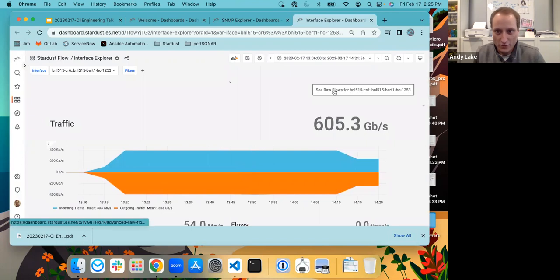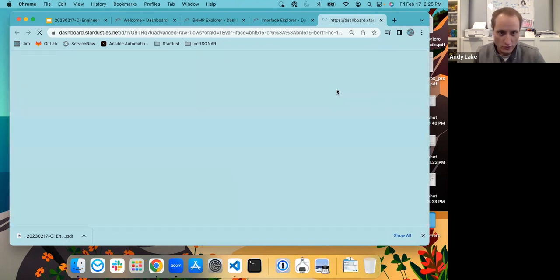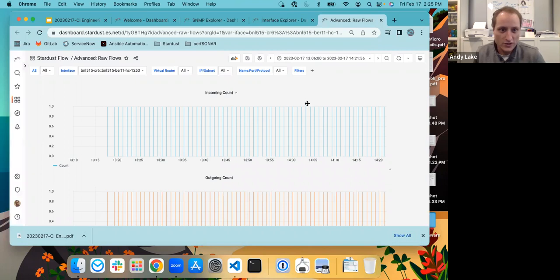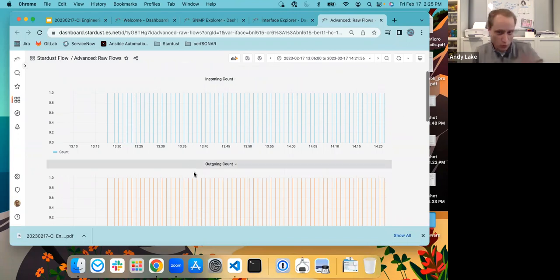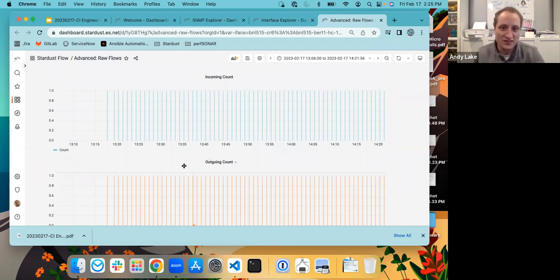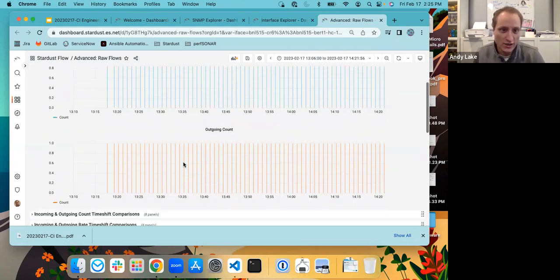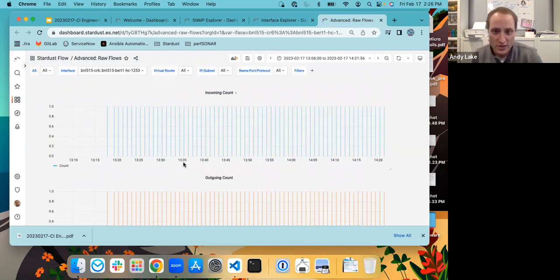And then from here we can even drill down into the raw flows. And so you'll see the flow count, right? It's basically seeing one flow every 30 seconds or whatever. So there's just one big flow causing all this. This isn't a bunch of little things going on. And we can actually go down and look at the raw flows. If I looked at the IPs and all that, you'd see it's our BERT tester.